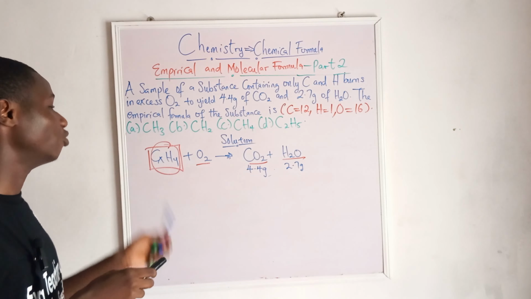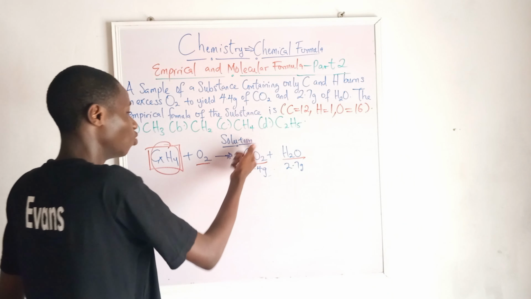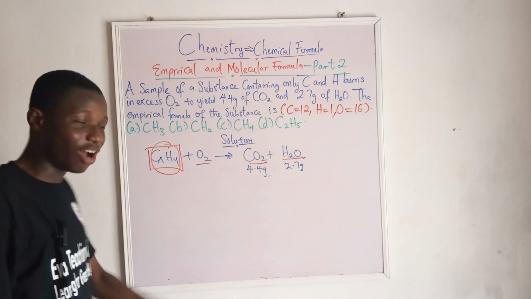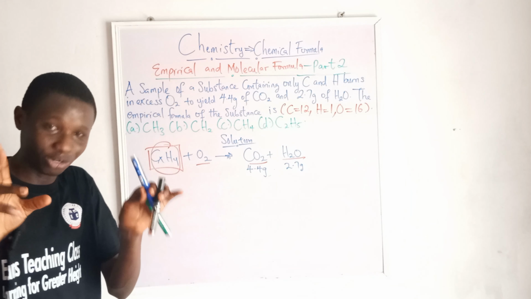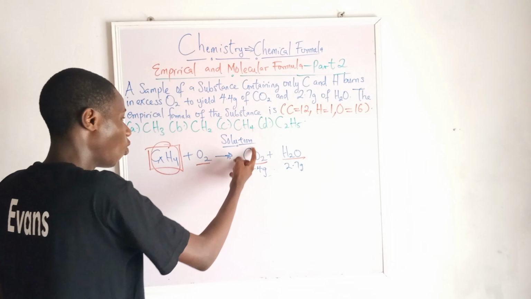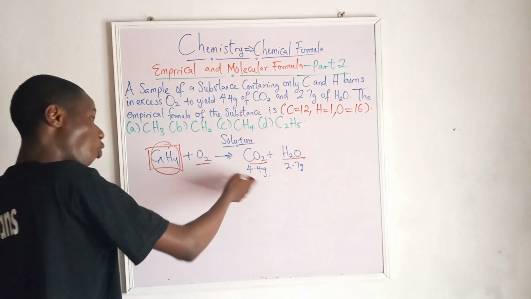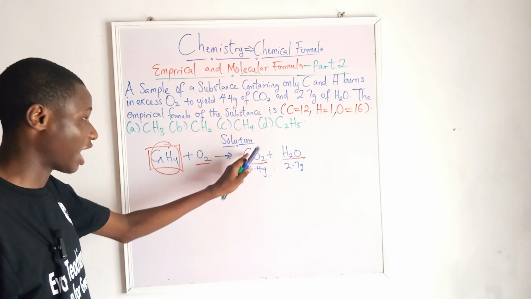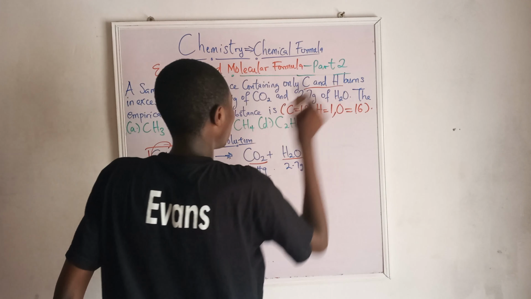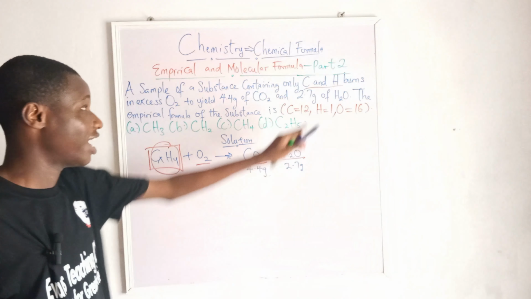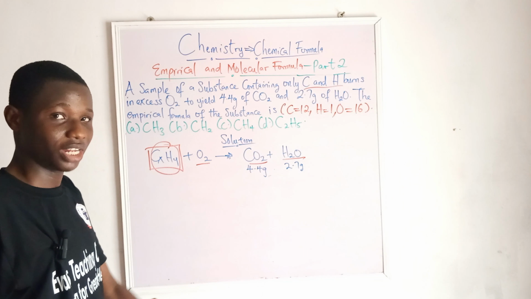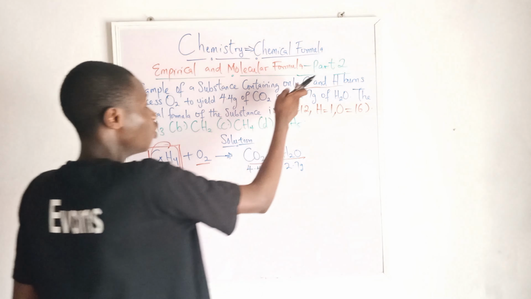Now, since they have given you the total mass of carbon dioxide and the total mass of water, this is what you are going to do. Let me teach you. You are going to look for the mass of this carbon in the whole of this carbon dioxide. The same thing with this hydrogen. Since it is hydrogen and carbon that we are looking for, we are looking for the mass of carbon and the mass of hydrogen. Do you understand what I'm saying? We are looking for the mass of carbon.